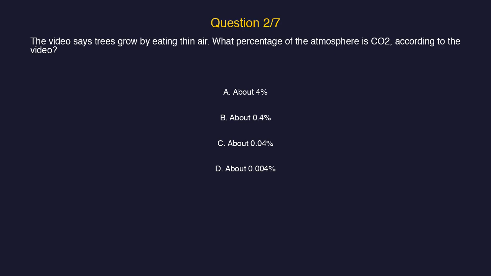Question 2. The video says trees grow by eating thin air. What percentage of the atmosphere is CO2, according to the video? A. About 4%. B. About 0.4%. C. About 0.04%. D. About 0.004%. Time to think.